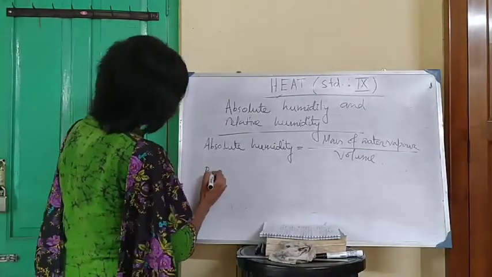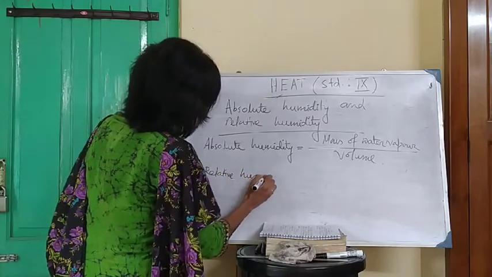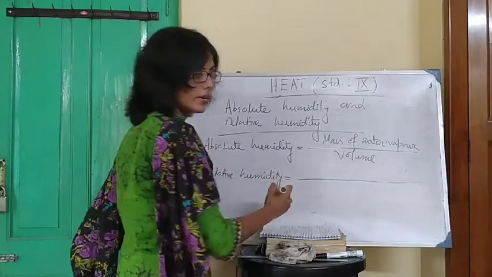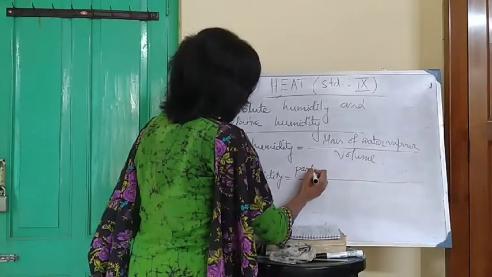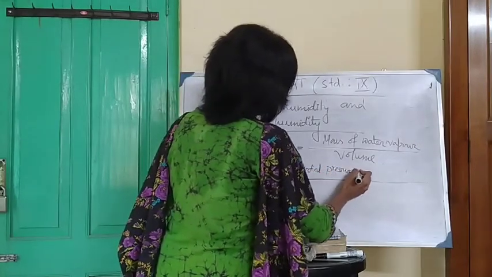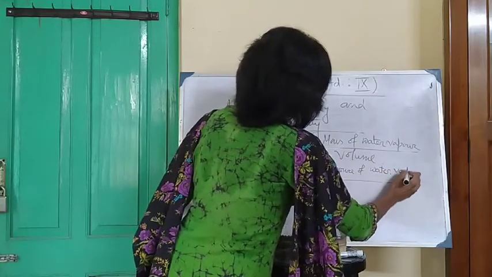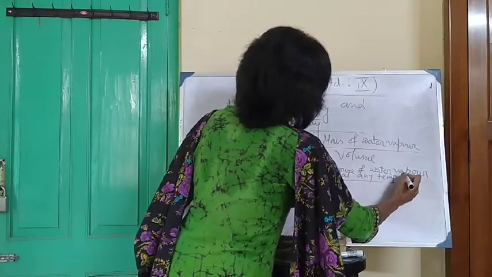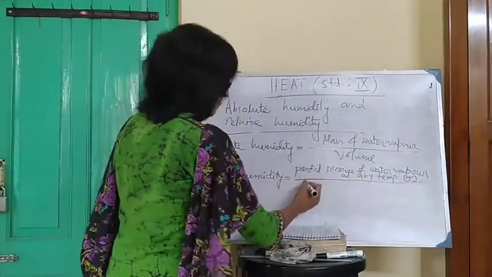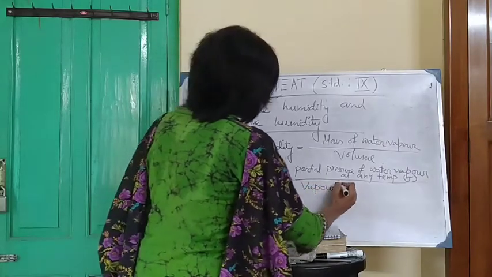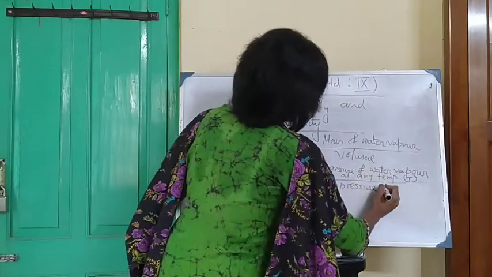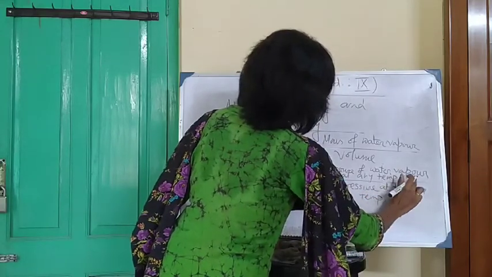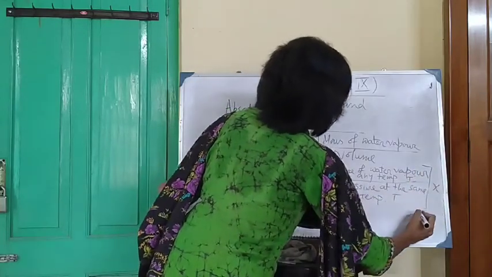And what is relative humidity? Relative humidity is the ratio of the partial pressure of water vapor at any temperature, suppose T, divided by the vapor pressure at the same temperature T, multiplied by 100%.